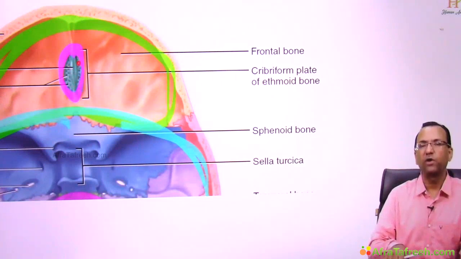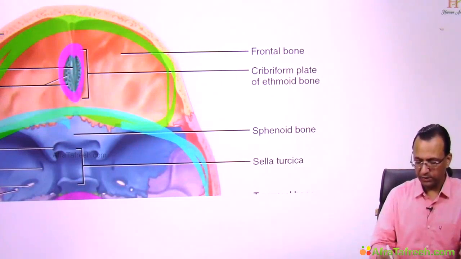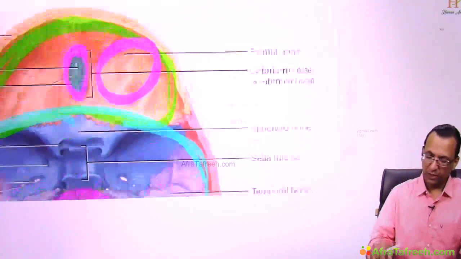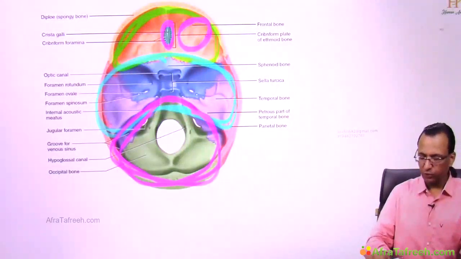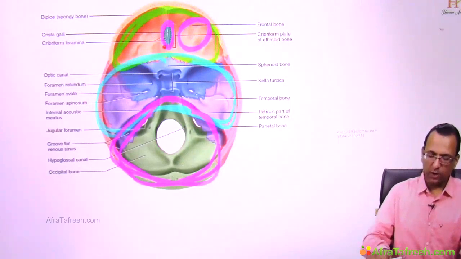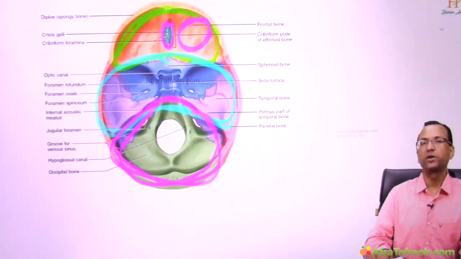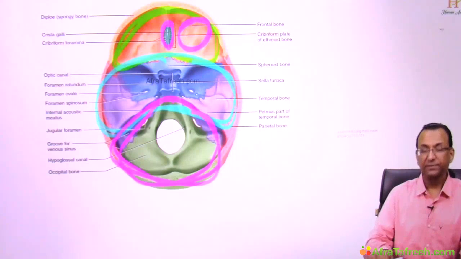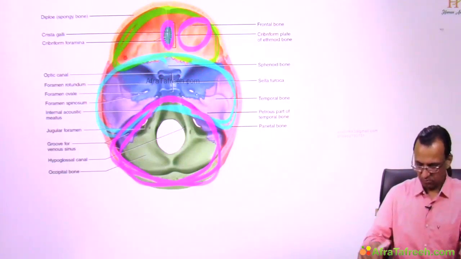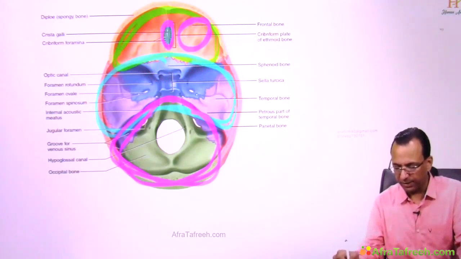What is the roof of the orbit? The roof of the orbit is this bone, the frontal bone. So the frontal bone is the roof of the orbit and also the floor of the anterior cranial fossa. And this is the ethmoid bone, which is the floor of the anterior cranial fossa but also the roof of the nasal cavity. What is this bone here? That butterfly-shaped bone.